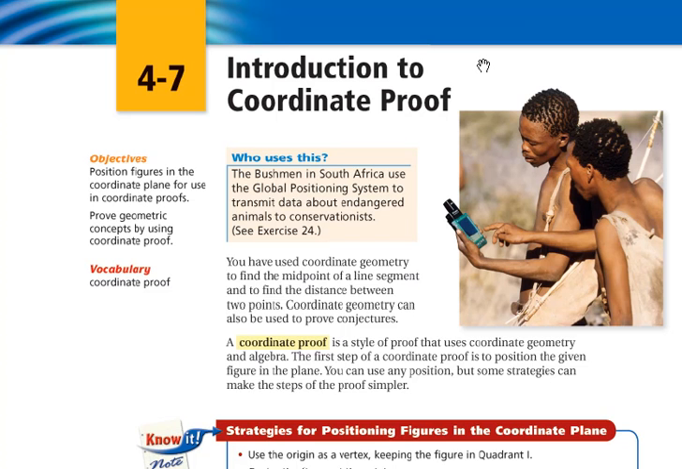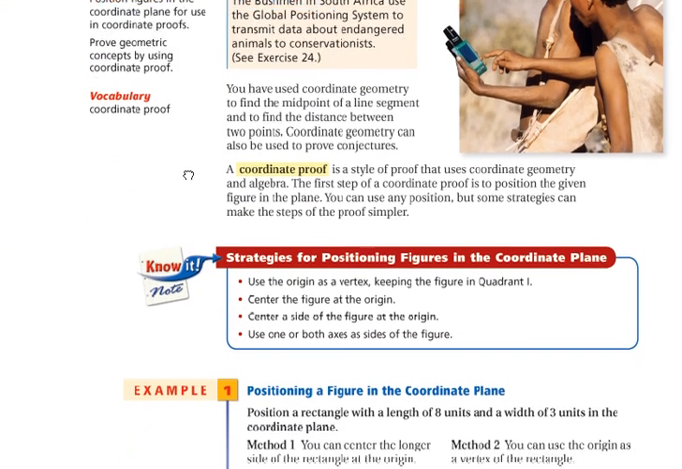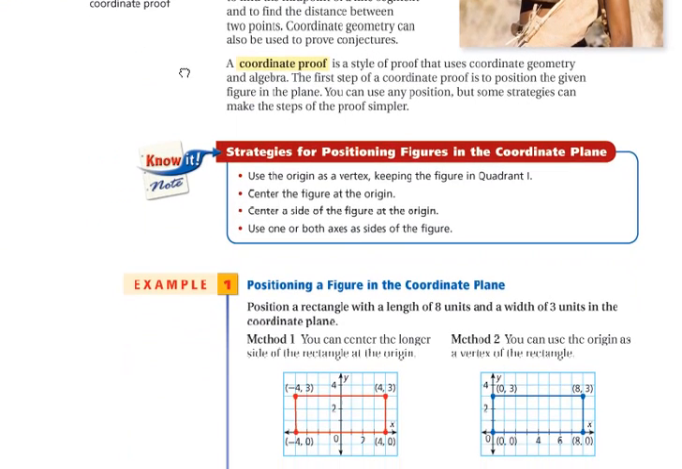Introduction to Coordinate Proofs. And if you've done proofs before, you might like these because, let me show you this. Coordinate proof is a style of proof that uses coordinate geometry and algebra. And if you enjoy doing some algebra, you'll enjoy coordinate proofs. And even if you don't, this seems to be a little bit more concrete when you're trying to prove things.